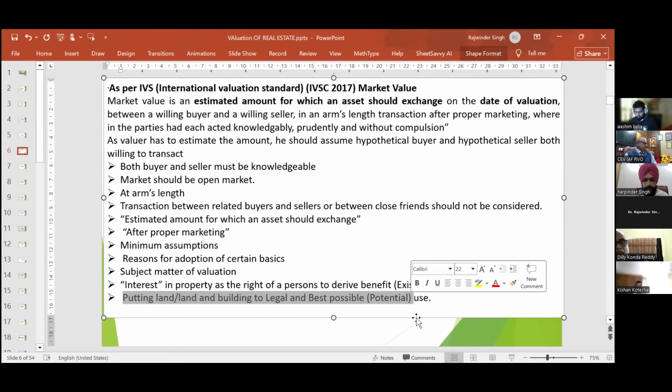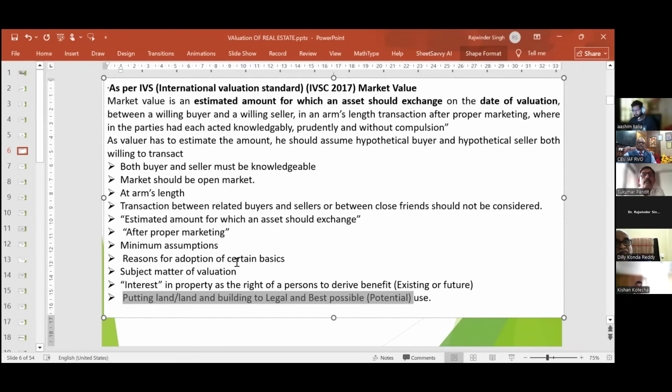So, any doubt about this market value? If you have any doubt, you must clear as of now. So what would be the reasons for adoption of certain basics? What exactly would that mean? Sir, we will be discussing that.